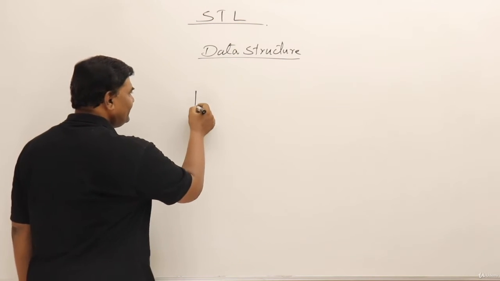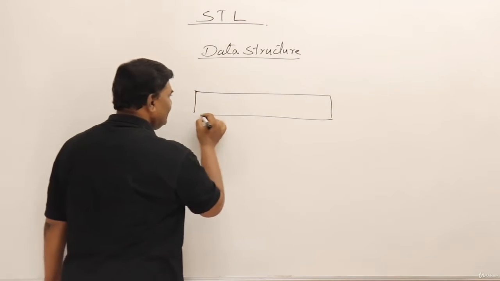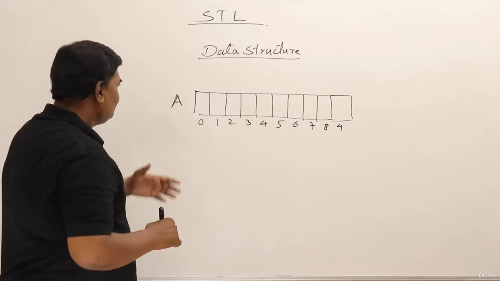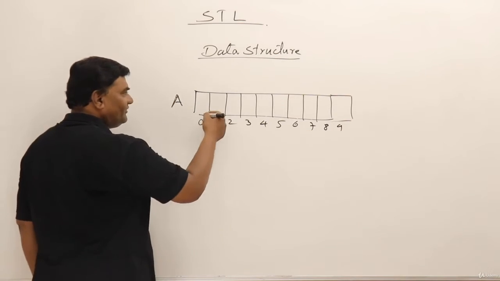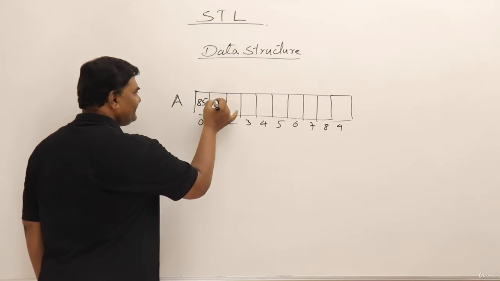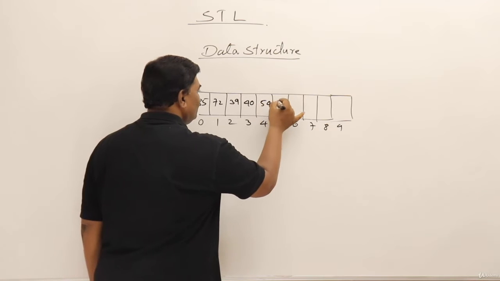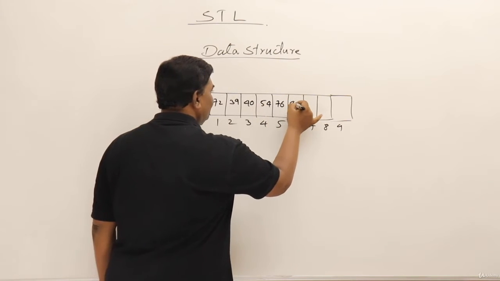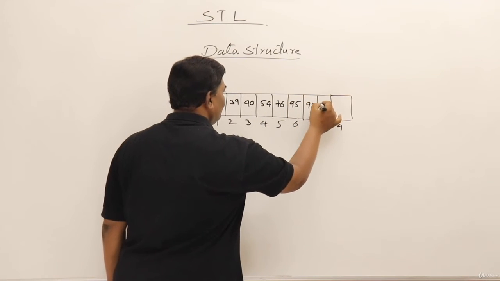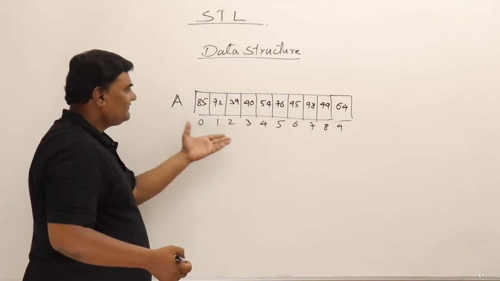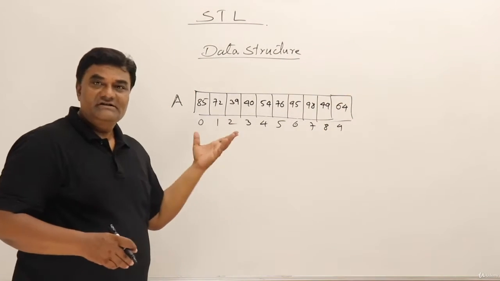So where do you keep 10 student marks? We keep them in an array. Yes, we create an array like this. Now in this I can store marks of all the students like 85, 72, 39, 40, 54, 76, 95, 98, 49, 64. I have kept the marks of 10 students here. So this is an array.